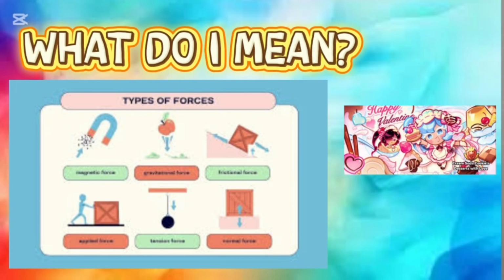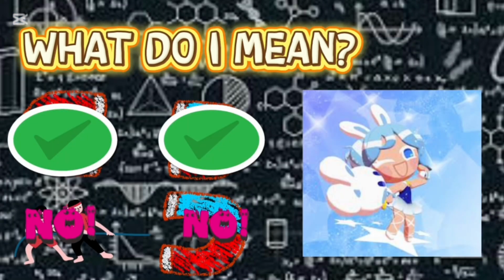For example, tension force and tension force, they will attract each other. But if it is gravitational force and elastic force, they will repel each other. So no matter if they are equal and opposite, they will not be Newton's third law since the forces are different. So that's all about Newton's three laws.